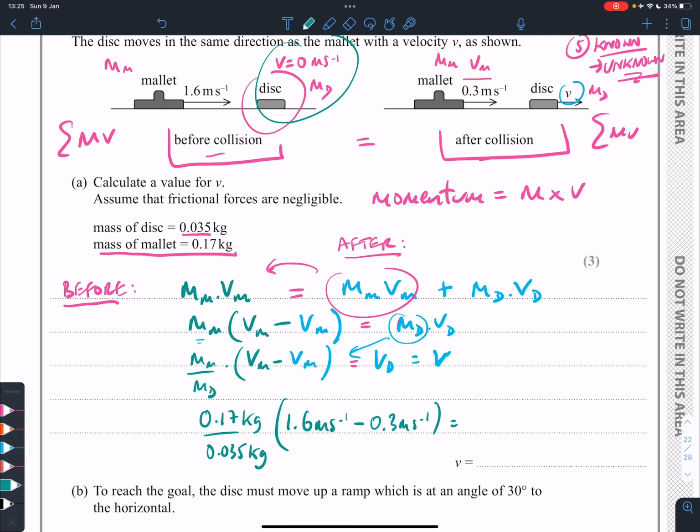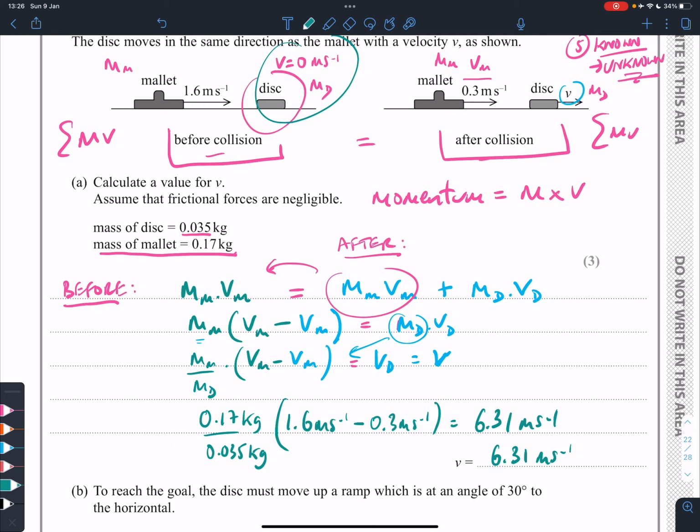So 0.17 kilograms divided by 0.035 is equal to 4.81, times 1.3 meters per second is equal to 6.31 meters per second. V equals 6.3 meters per second. There you go. Nice one.